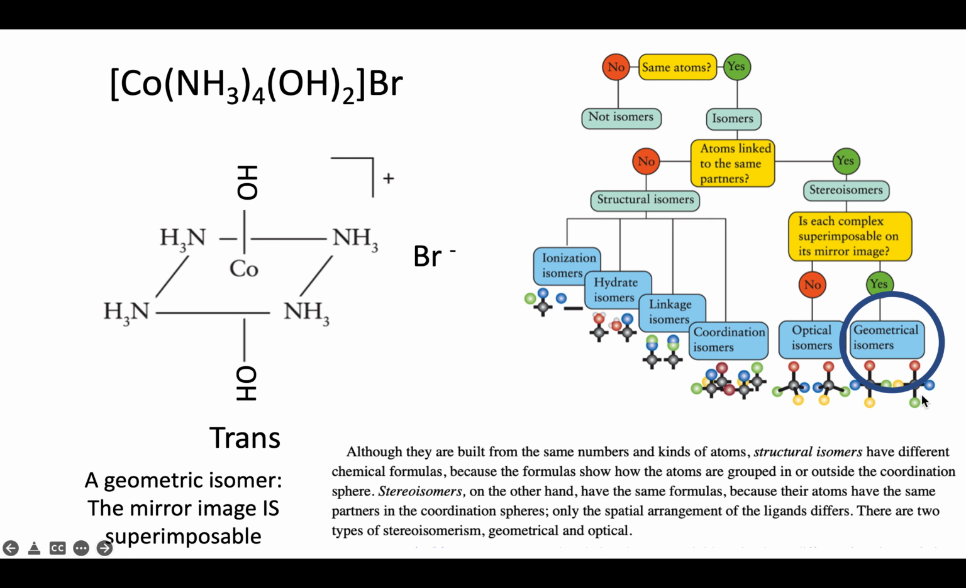I call it a geometrical isomer and not an optical isomer because if I were to take the mirror image of this, it would be superimposable on the original. If it was not superimposable, that would be an optical isomer. I don't think an optical isomer is possible. If you can sketch one and prove me wrong, have at it. But I don't think you can have an optical isomer in this case.